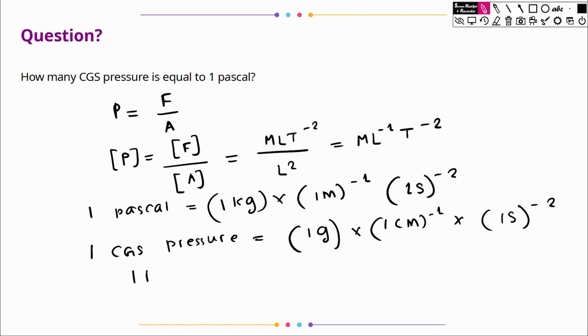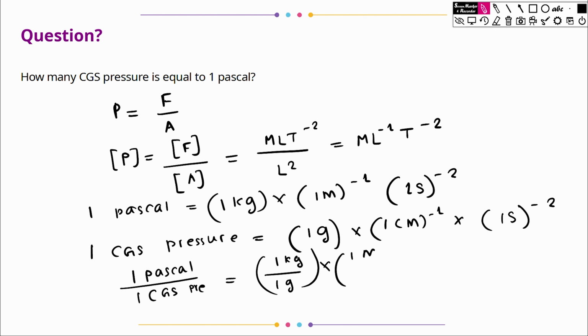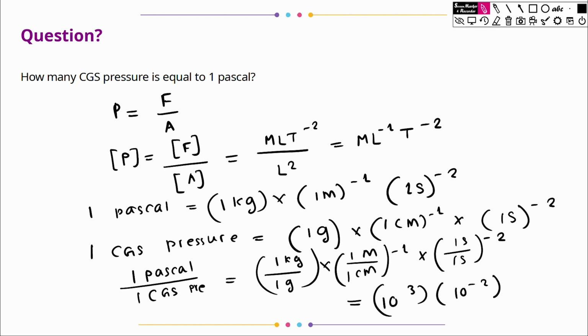Therefore, we'll write 1 Pascal divided by 1 CGS pressure is equal to 1 kg divided by 1 gram into 1 meter divided by 1 centimeter to the power minus 1 into 1 second divided by 1 second to the power minus 2. So rearranging, we can write it as 10 to the power 3 into 10 to the power minus 2 to the power minus 1, is equal to 10. So we can say that 1 Pascal is equal to 10 CGS pressure.